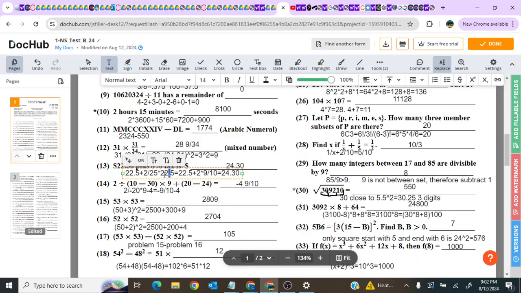14, 2 divided by negative 20 times 9 minus 4. Basically just what you do, you can simplify this to negative 1 over 10, negative 9 over 10 minus 4, negative 4 and 9/10.